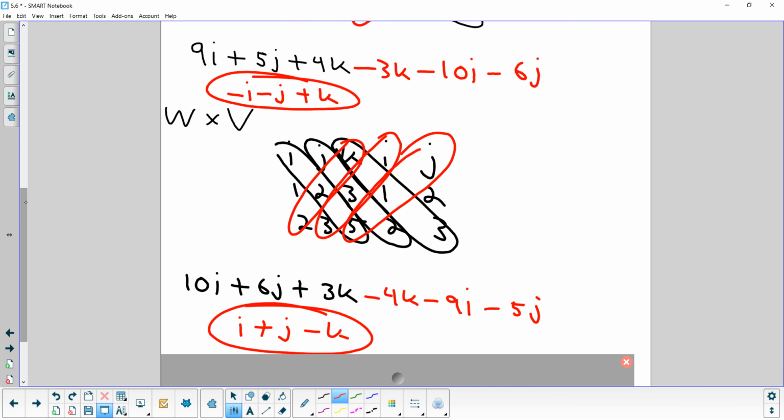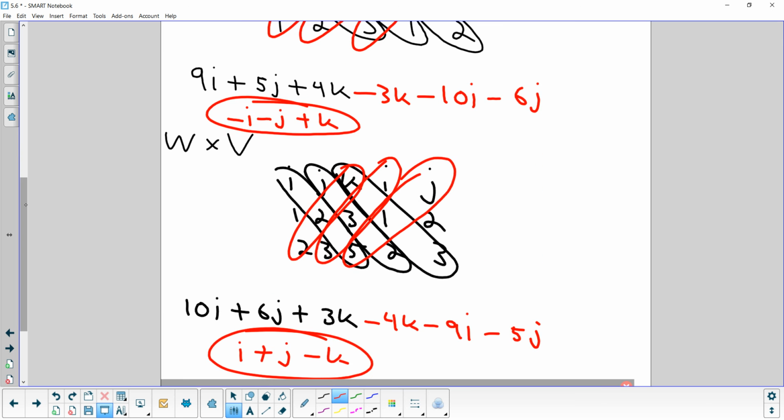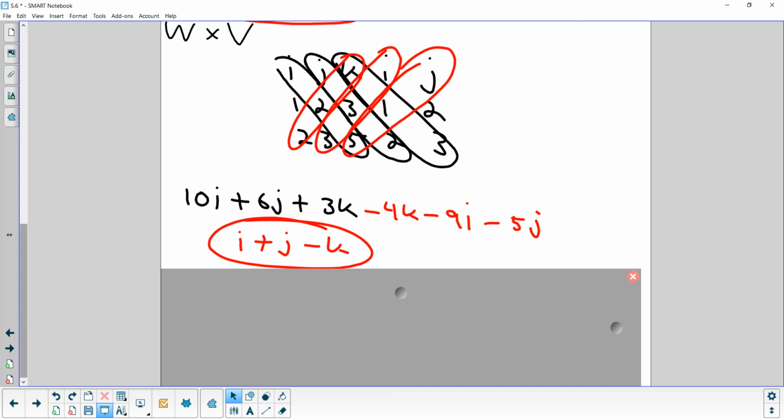So now when you have to find W cross V and V cross W, you don't have to do it twice. Just do it once and then switch all the signs, and there's your second answer. Okay. So that's how you do a cross product.